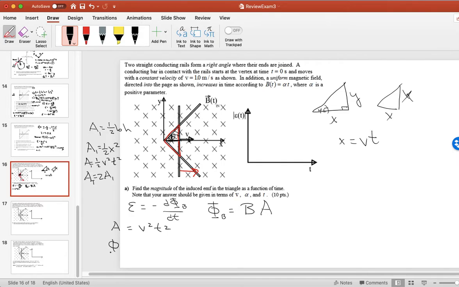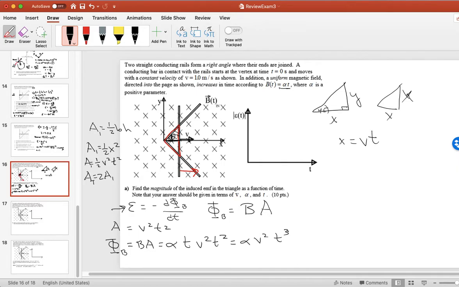So my flux, Φ, is going to equal B times A. And if I plug that in, my B is equal to, right here, alpha T. Alpha is just a constant. And I'm going to plug in my area, and that's going to be V squared T squared. So I'm going to combine terms because I know the time is the thing I need to think about because that's going to be the variable that's changing. And that's what I'm going to be looking at in this equation for my induced EMF, I need to differentiate with respect to T. So I'm just going to rewrite this as alpha V squared T to the third.